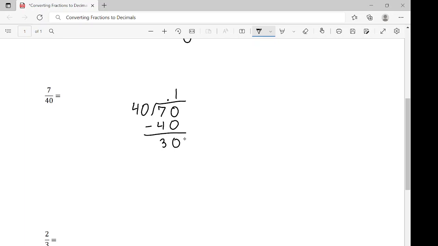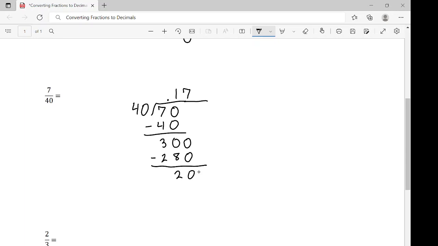And again, we're going to need another 0, so we're just going to put a 0 here. Now how many times does 40 go into 300? It won't go in evenly, but the closest it's going to get is 7 times without going over. So 7 times 40 is going to give us 280. Subtract it, and we're going to get 20.